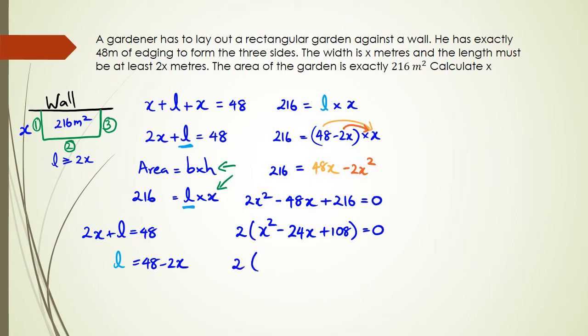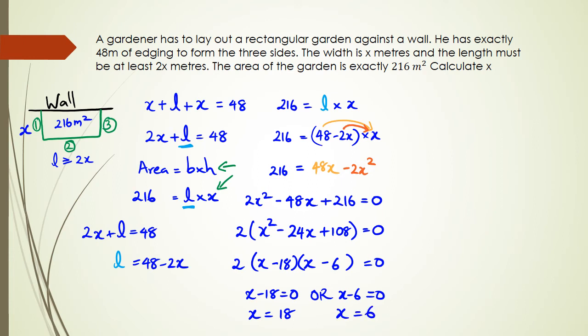So I'm looking for two numbers that multiply to 108 and add up to negative 24. And those two numbers are negative 18 and negative 6. And this is equal to 0. So from here, I can say that x minus 18 equals 0, or x minus 6 equals 0. So for my first answer, I get x equals 18. My second answer, x equals 6.